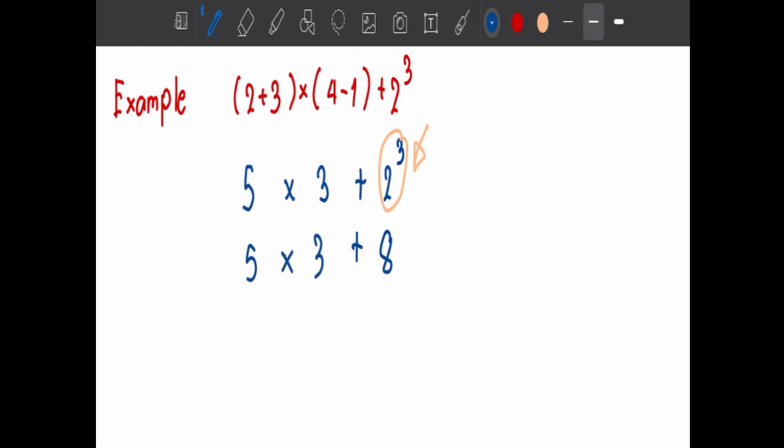Next, multiplication and division. Example 1 has multiplication. 5 times 3 equals 15, and then add 8.